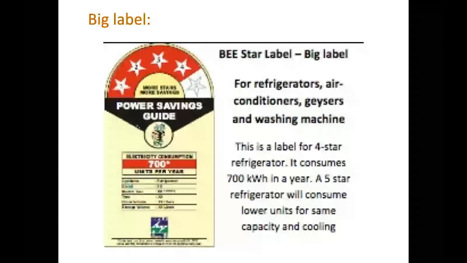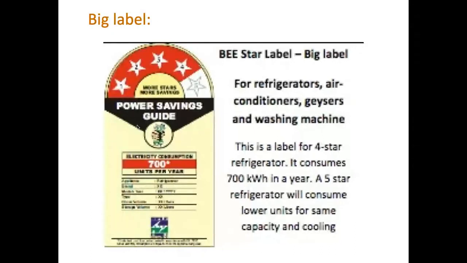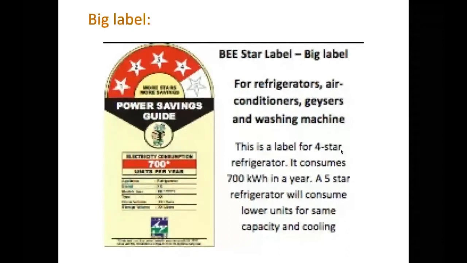There are two variants of the labels, one is a big label and the other is a small label. Here I have given one label example, that is the big label, which is aimed at appliances which have constant usage and consume more electricity. That would be for refrigerators, air conditioners, geysers, and even washing machines. And this label is for 4 star. This is a 4-star rating, so this is not 5 star.